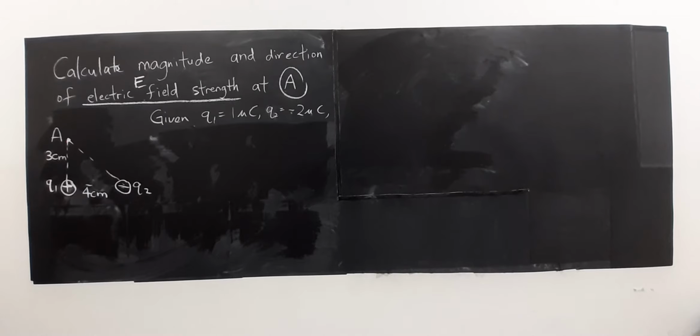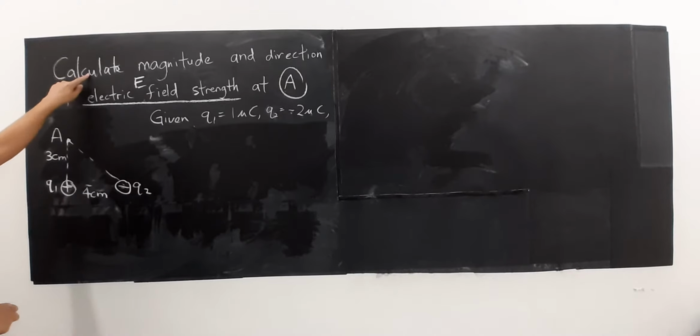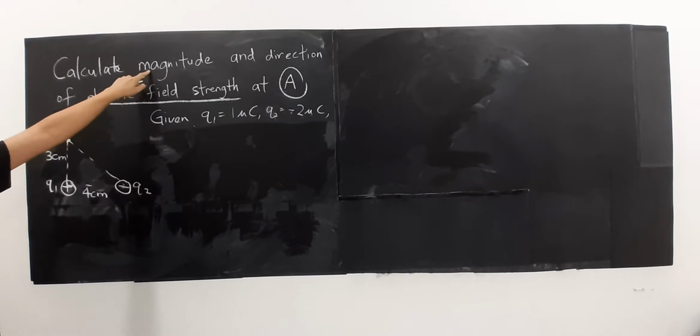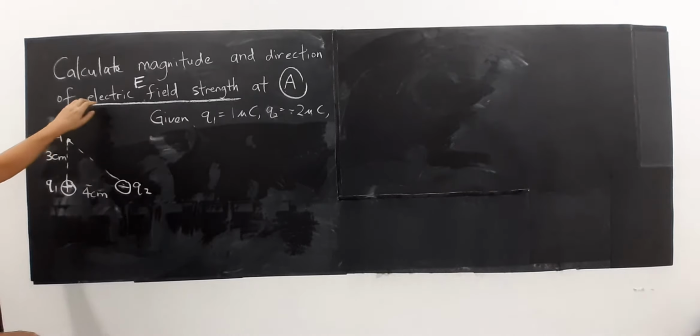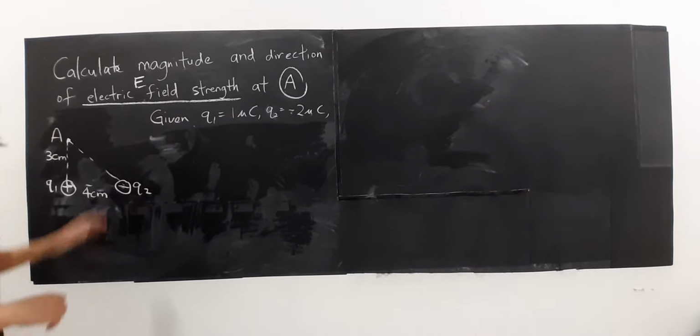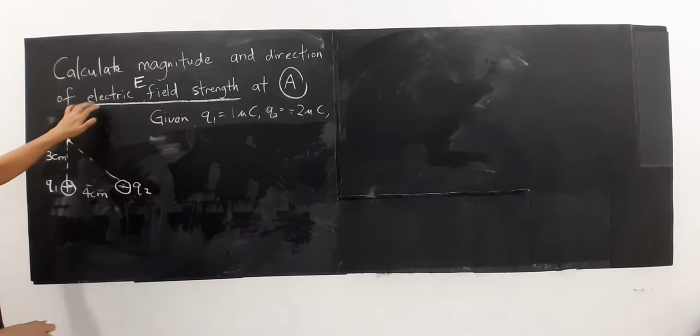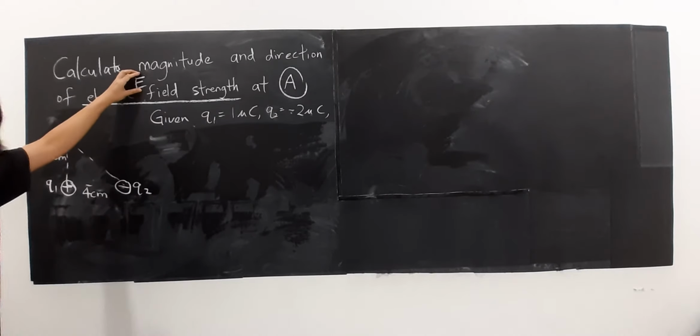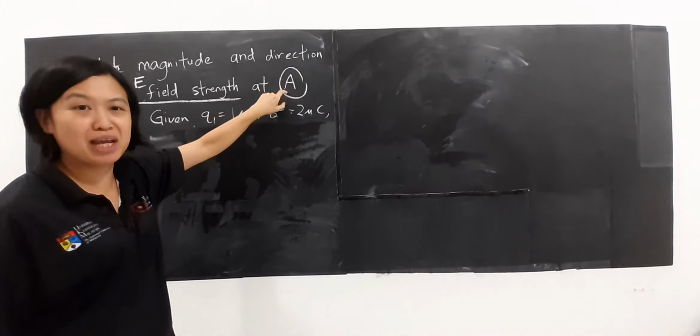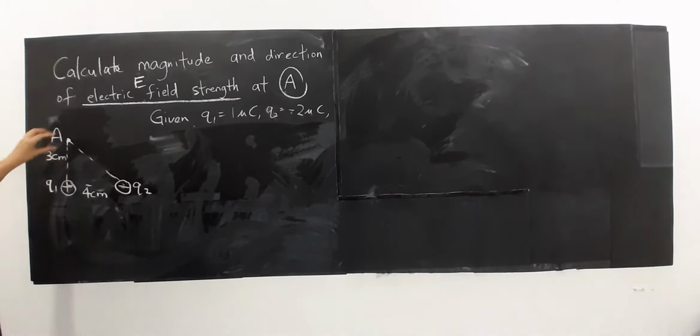Hi, my fellow student. We are going to discuss how to calculate the magnitude and direction of electric field strength. So we have to highlight this. What is meant by electric field strength? Capital E, not F, not force, remember. At this specific point, at A. So try to look at A.